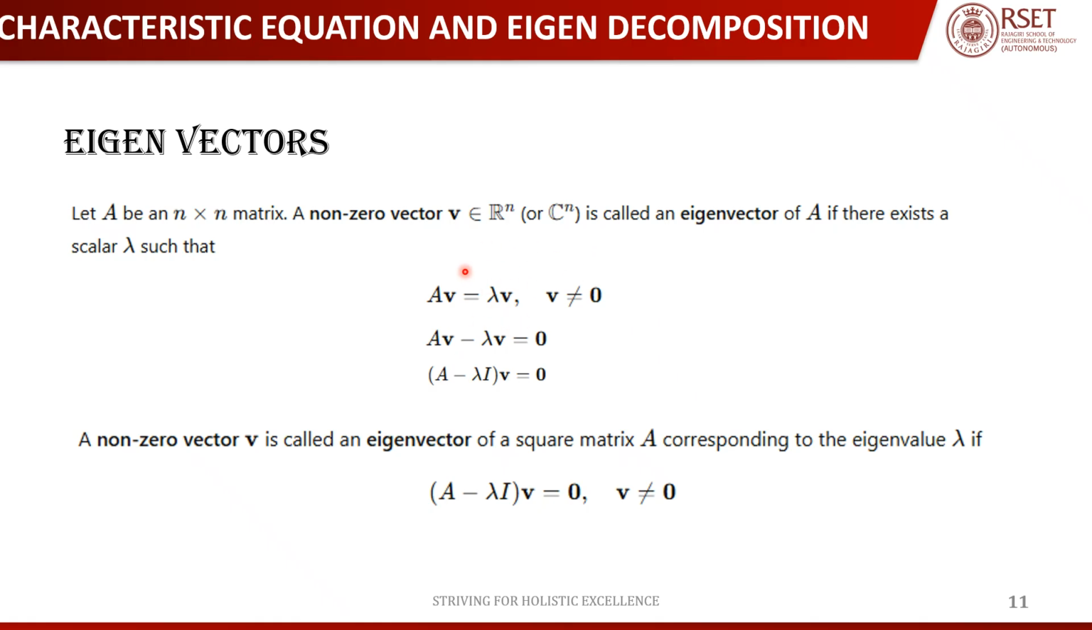Taking this lambda v to the left-hand side, we have Av minus lambda v is equal to 0. Since v is common, we take it outside, and we have A minus lambda I into v is equal to 0. Then this non-zero vector v is called an eigenvector of the square matrix A corresponding to the eigenvalue lambda if A minus lambda I into v is equal to 0, provided v not equal to 0. We will be doing a problem to find the eigenvector of a given matrix, so this concept will be clear.